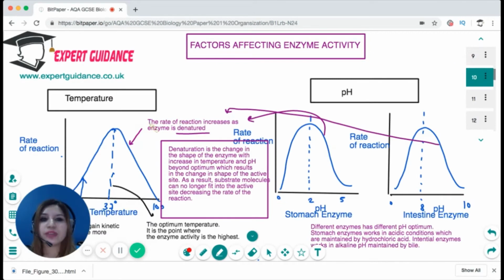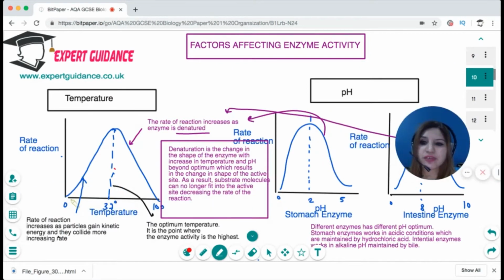Now for the temperature, as we increase the temperature, the rate of enzyme-catalyzed reaction increases because the particles gain kinetic energy, as per chemistry. They'll collide more; the more the collisions, the more the chances of reaction. It increases up to a point, and this point is called the optimum. Optimum is the point where the enzyme activity is the highest. But after that, the rate will drop suddenly. Why is that? This is because the enzyme gets denatured.